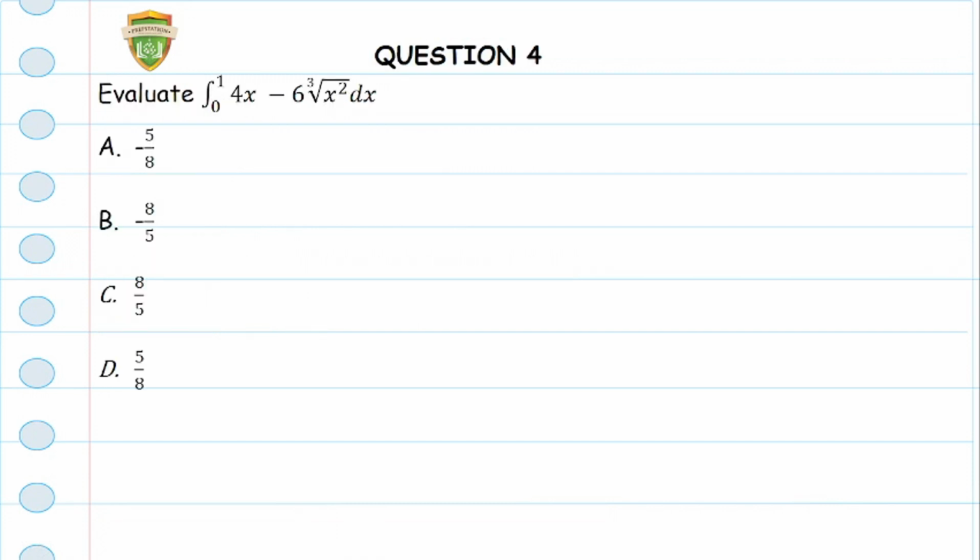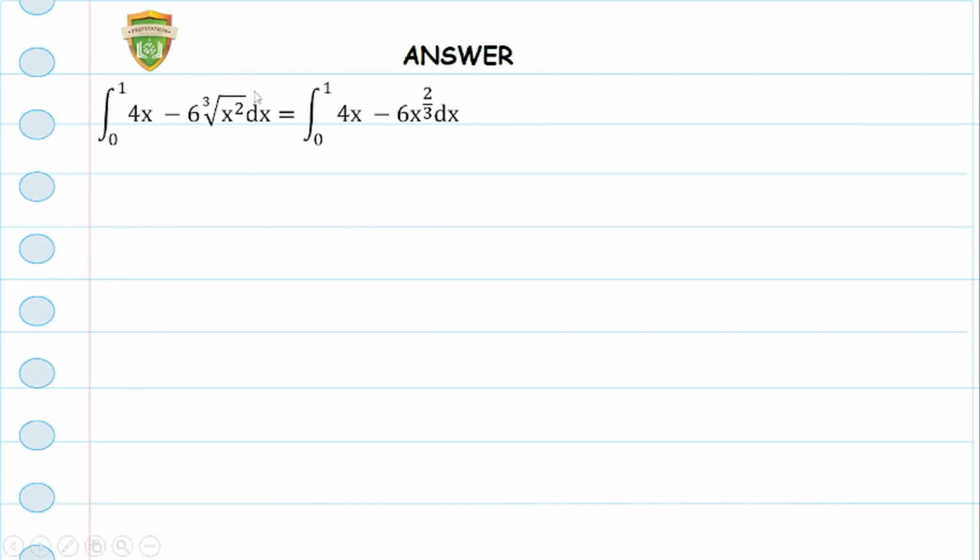Question 4 says we should evaluate this integration here. So we integrate between the limits 0 and 1. But we know that the cube root of x squared can be written as x to the power 2 over 3. So when we do that, we'll now integrate. Now to integrate this 4x, we know that if there's no power here, that means the power is 1. So we add 1 to it, which becomes 2, which is this 2 you see here.